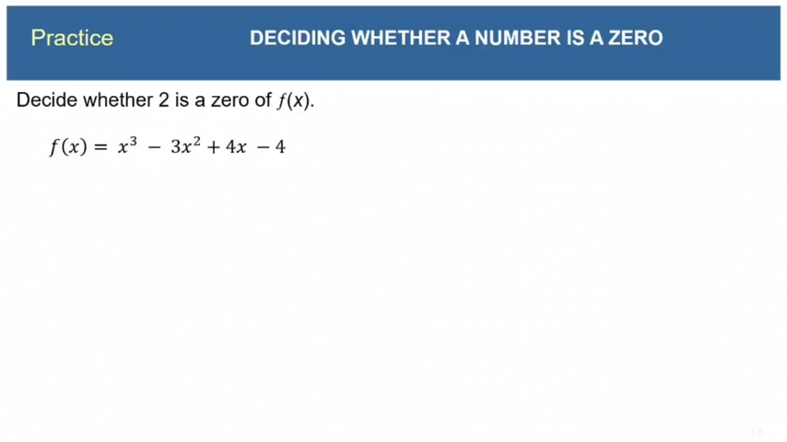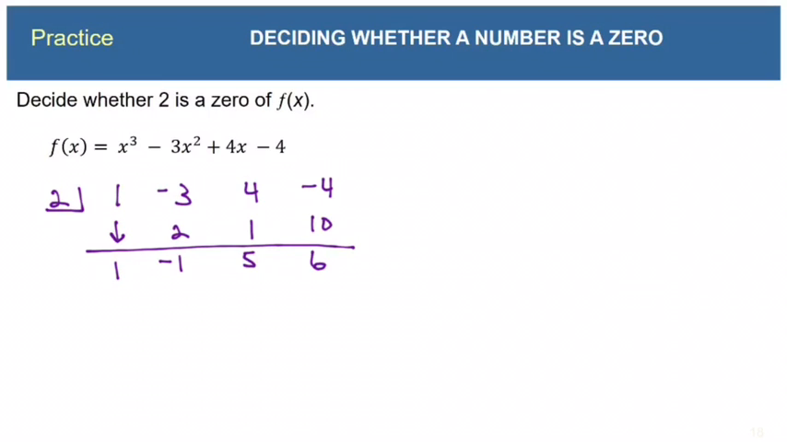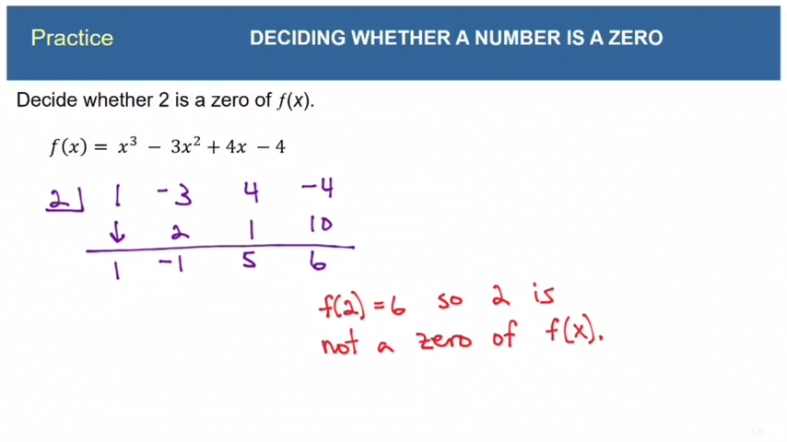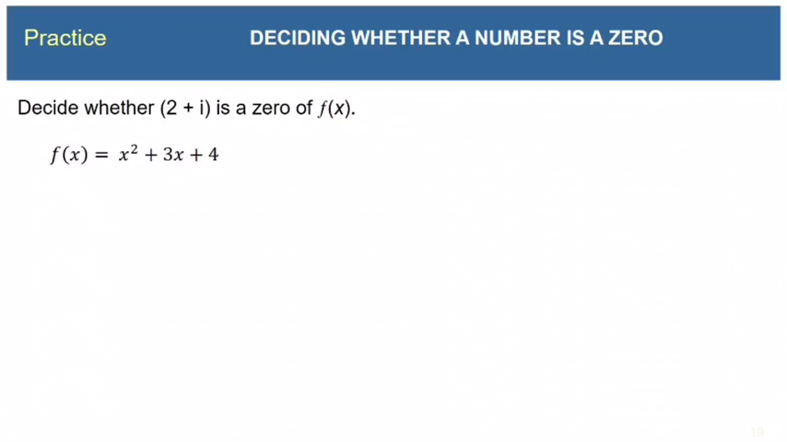Okay, here we go. So to find out if 2 is a 0 of our function, we'll just need to do synthetic division on this with 2 in the box. So let's take our coefficients, which will be 1, -3, 4, and -4. And let's put the 2 in the box. And now let's pull down and go 2 times 1 is 2. Now add, now multiply, add, multiply, add. And we find out that the remainder here is 6. So that tells me that f of 2 is 6, and that tells me that 2 is not a 0 of this function.